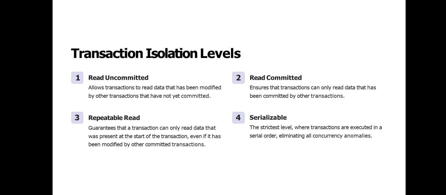Next concept, transaction isolation levels. There are four isolation levels: read uncommitted, read committed, repeatable read, and serializable. First one, read uncommitted. It allows transactions to read data that has been modified by other transactions that have not yet committed. Read committed ensures that transactions can only read data that has been committed by other transactions. Third one, repeatable read. It guarantees that a transaction can only read data that was present at the start of the transaction, even if it has been modified by other committed transactions. Next one, serializable. The strictest level, where transactions are executed in a serial order, eliminating all concurrency anomalies.